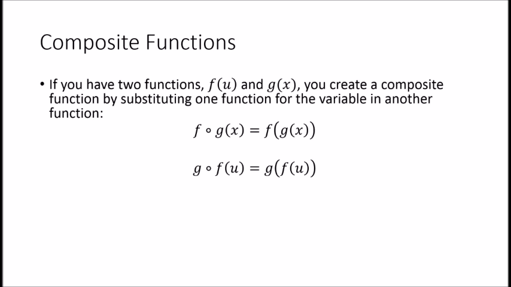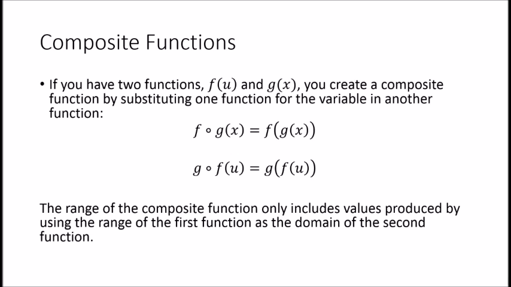You can create a composite in the opposite direction. It will create a completely different function. So g composite f is not the same as f composite g. Here you're creating it by, in every place there is an x in the function g of x, substituting the full functional form for the function f of u.